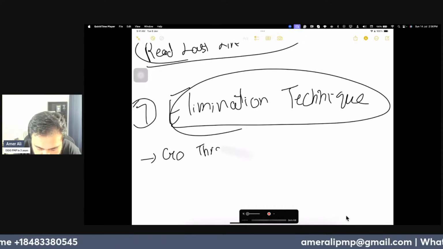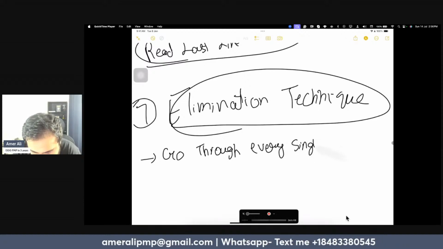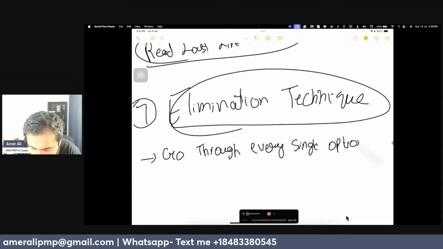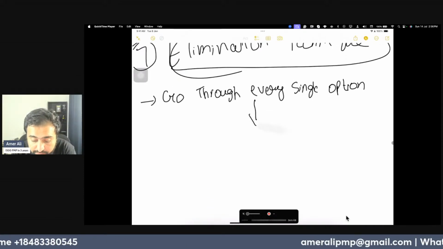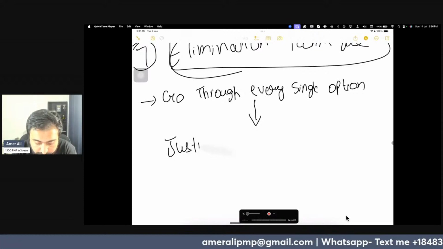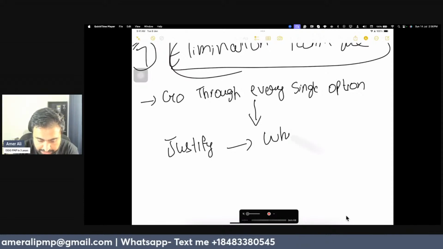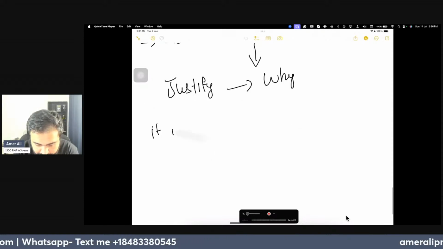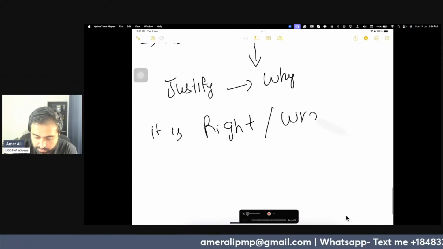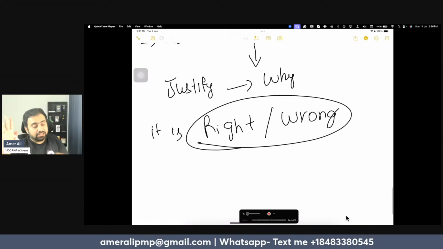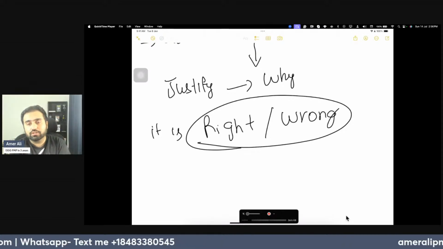Go through every single option, A, B, C, D, and justify why it is right or wrong. Very, very critical. Justify why it is right or wrong. You need to do that.